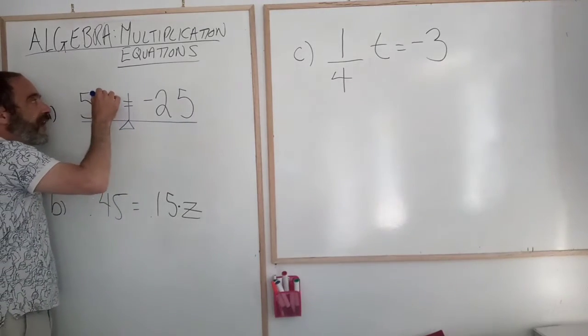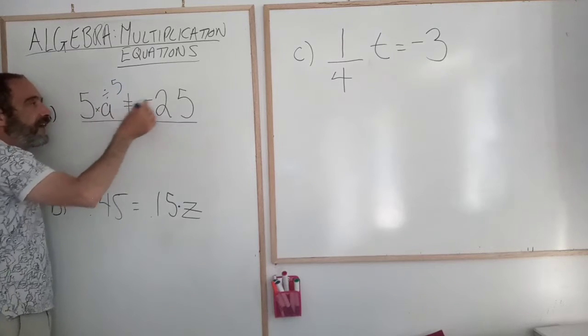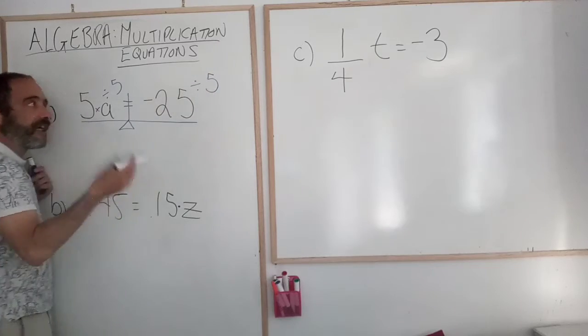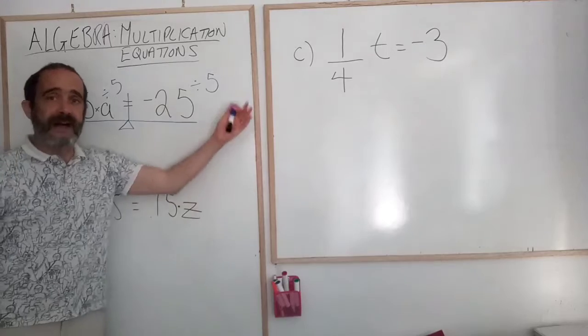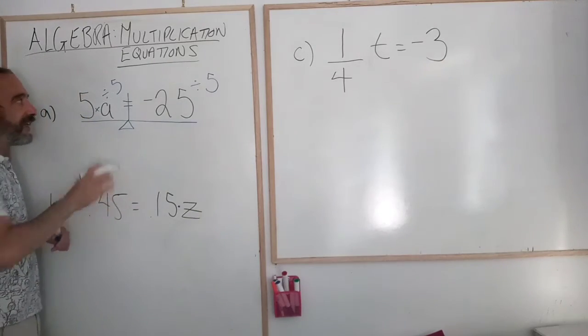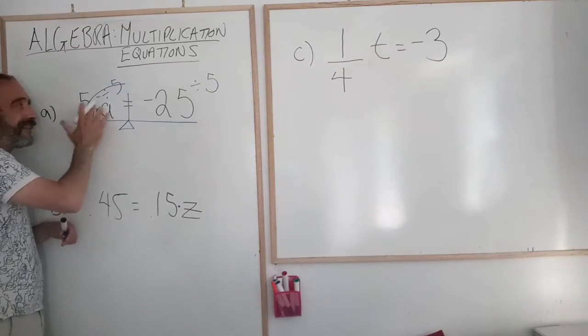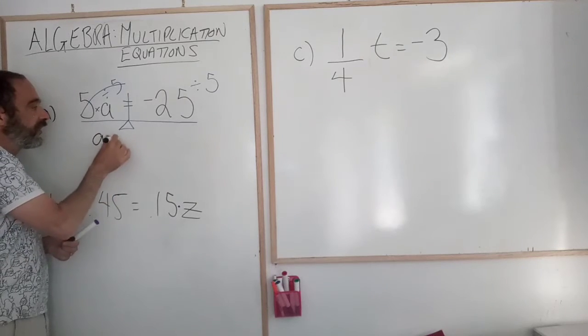So one way to show that is with a division symbol. We'll divide this side by 5, and we'll also divide this side by 5 as well. We're going to divide both sides by 5, again, to keep that scale balanced, right? We cancel where we can, so 5 divided by 5 is 1. 1 times a is a, so we don't need to worry about that anymore.